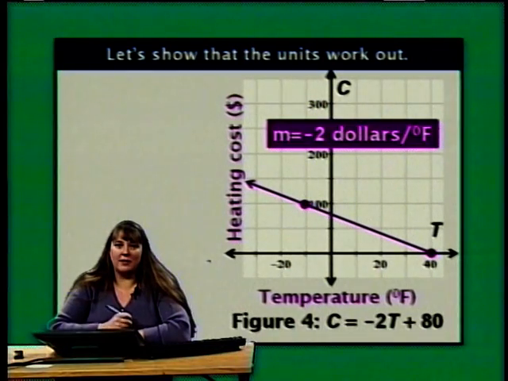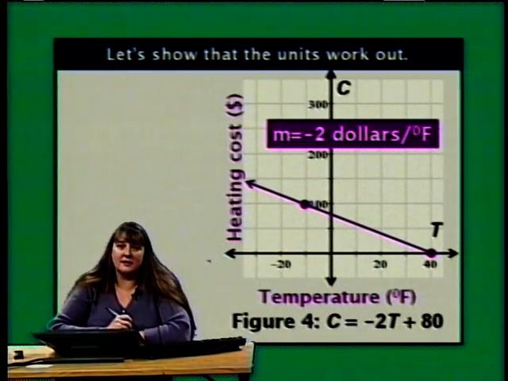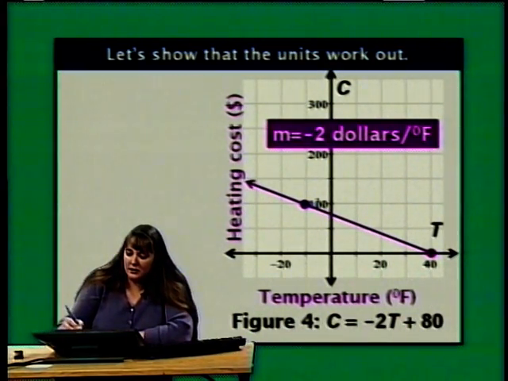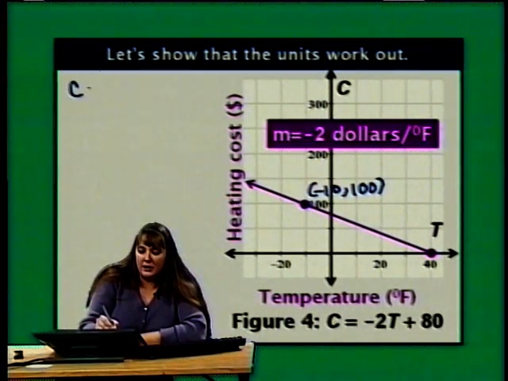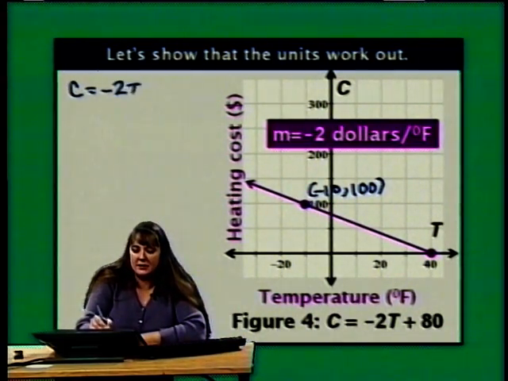Well, one last thing with this same graph. Let's show that the units work out. We've already found that the slope, m, is negative $2 per degree Fahrenheit. We know that c, the heating cost, is measured in dollars. And we know that t, the temperature, is measured in degrees Fahrenheit. Let's take a point on this line. Let's go back to our point negative 10, 100, and show that all of the units make sense in our formula. So our formula is c equals negative 2t plus 80.